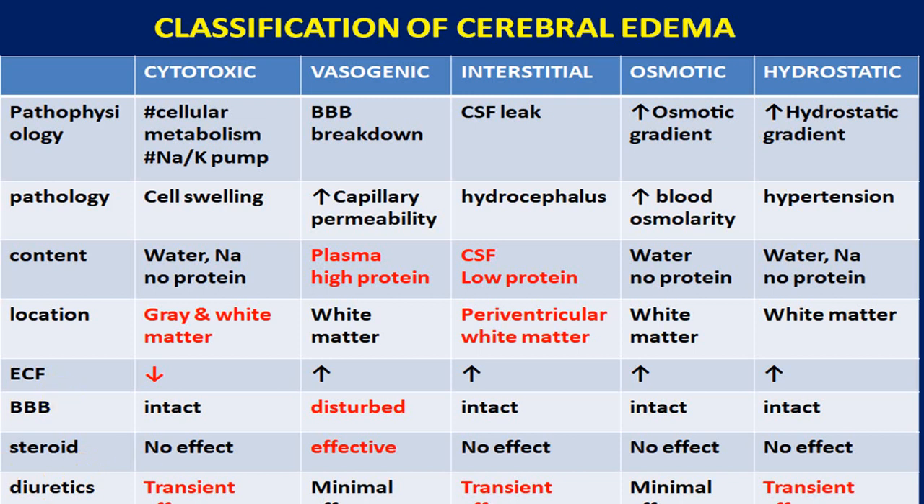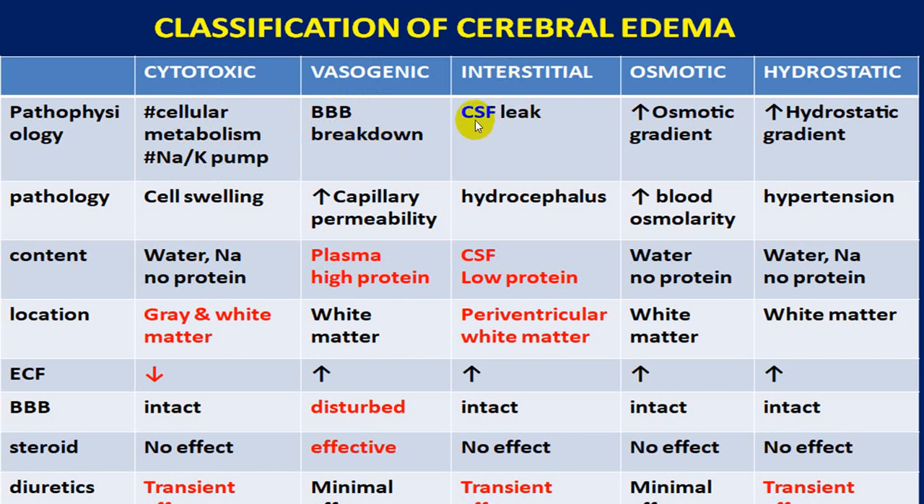Now this is one slide where I'll take a little more time, because this slide explains the clinical picture and entire picture of all the 5 varieties of cerebral edema. So I'll be going one by one. In cytotoxic edema, cellular metabolism, that is the sodium potassium pump, is disturbed, while in vasogenic edema, the blood brain barrier system is damaged.